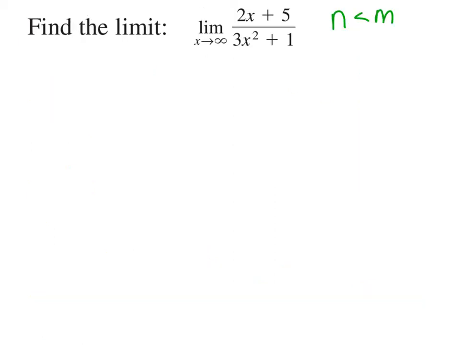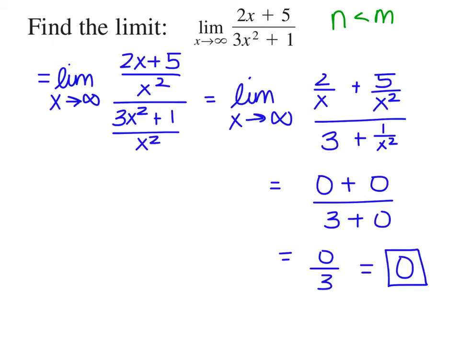So now I'm going to take 3 examples and I'm going to apply my horizontal asymptote rules in terms of n and m. So let's take a look at an example where n is less than m. So that's my function (2x + 5)/(3x² + 1), and that's the limit of that function as x approaches infinity. Now I'm going to divide both numerator and denominator by x², because that's the power, or the highest degree, in my denominator.